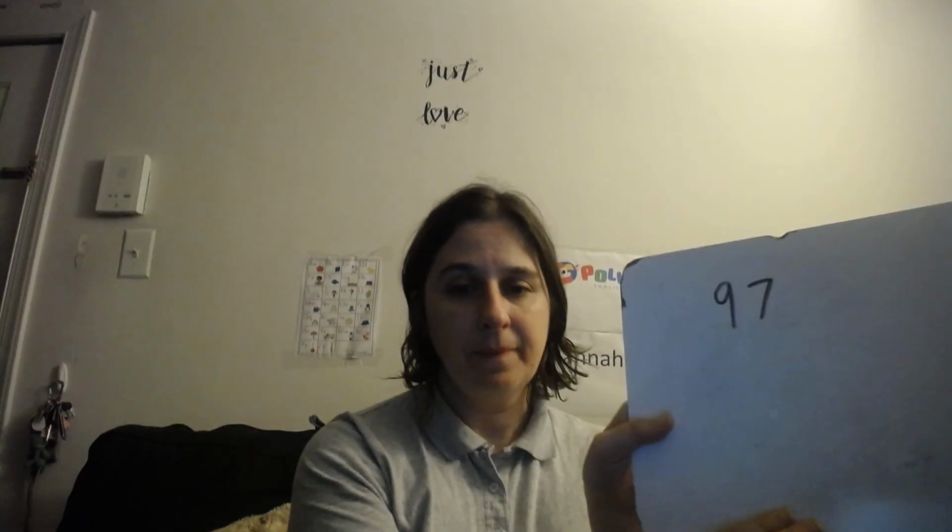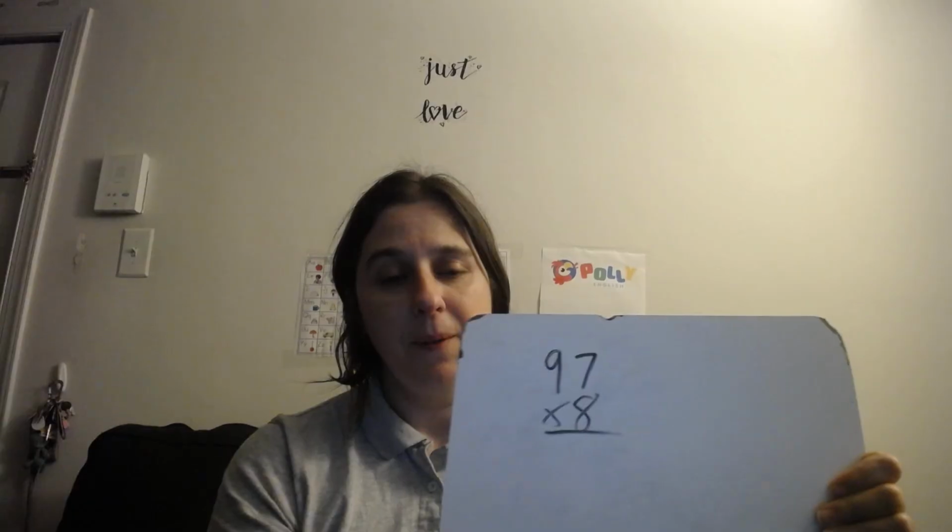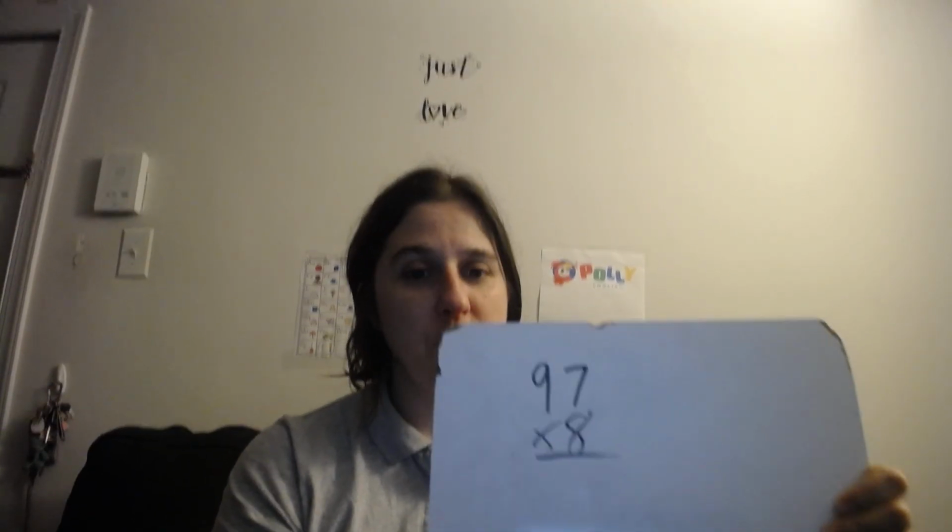So let's do a two-digit number. Let's do 97 times 8. We're going to do this using the more old school method. And those of you who are about my age will remember this.